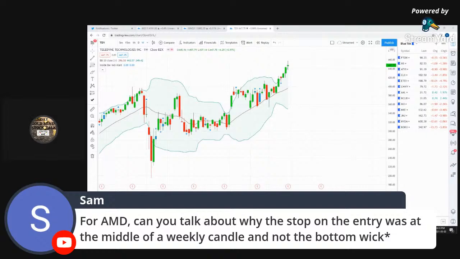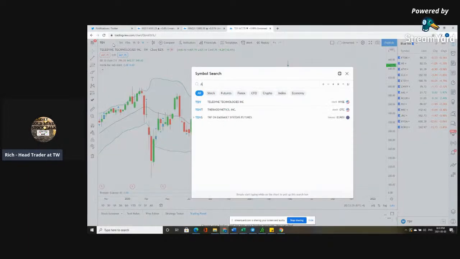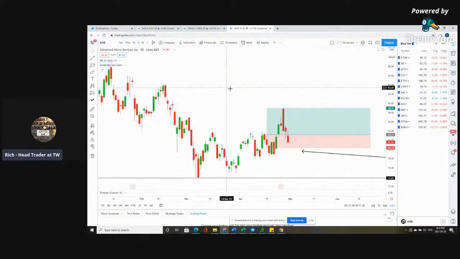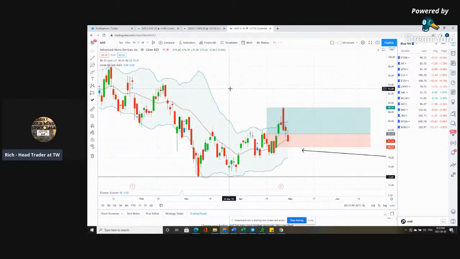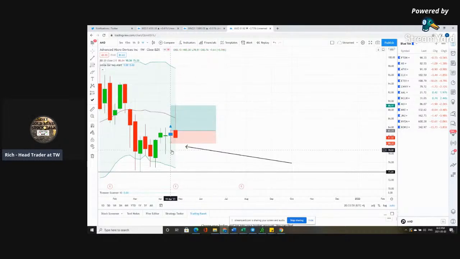For AMD, can you talk about why the stop and entry is at the middle of a weekly candle and not the bottom wick? I use different stops, Sam, depending on the stock. It's a lot of different things. We can look at AMD. There's a give and take, right? Obviously, if you put your stop loss below the low of the candle, you have more room, but your risk to reward is going to be bad, right?